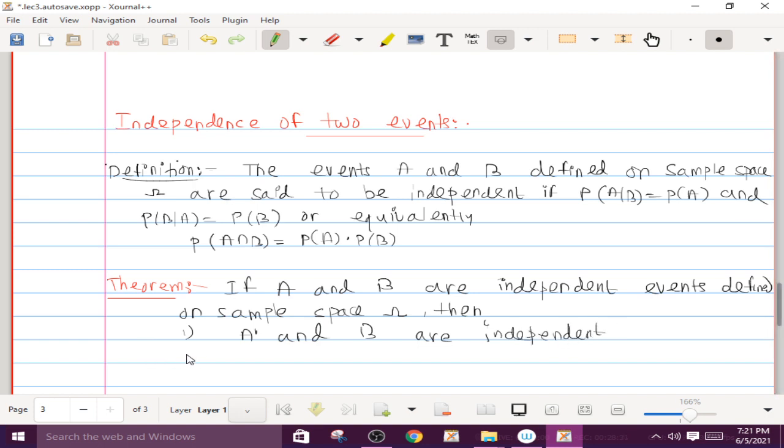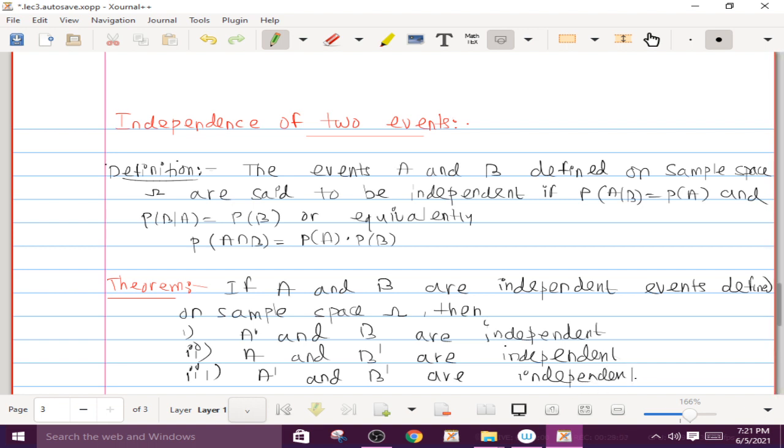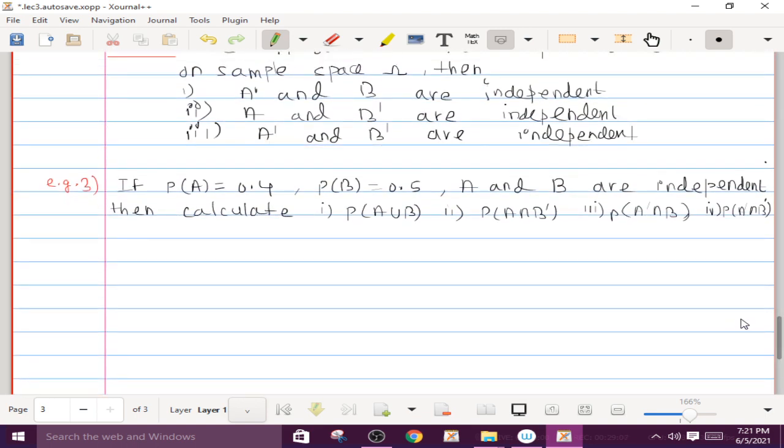Okay, also A and B complement, they are also independent. Number 3, if you take both complements, A complement and B complement, these are also independent. Okay, so if A and B are independent, then all these events are also independent. Okay, so let's solve this example.